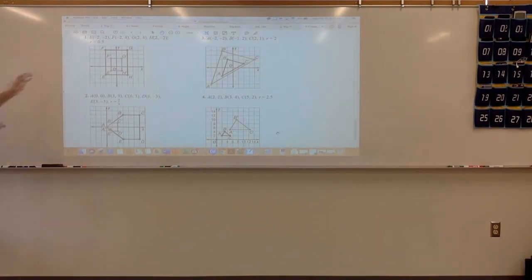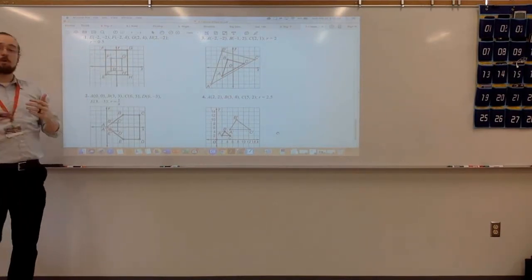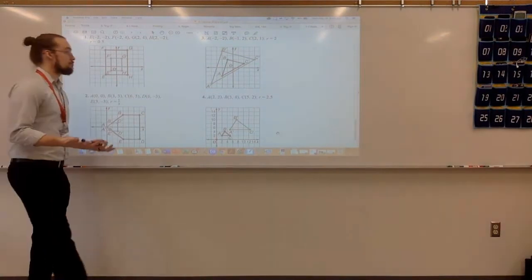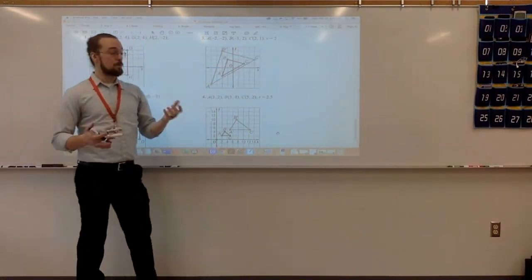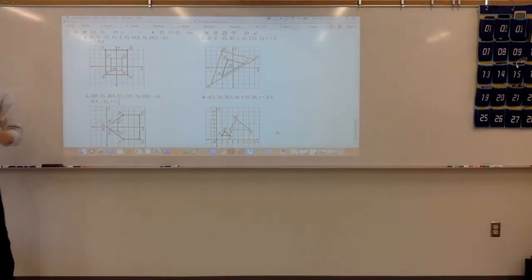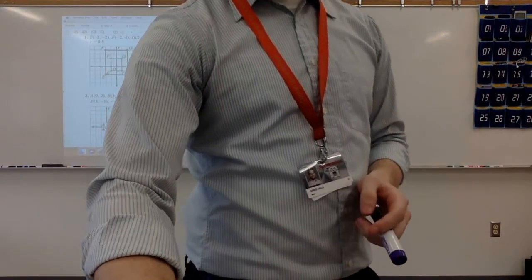So on number 1, since I'm multiplying each of these by a half, my new figure is smaller than my old figure. For number 3, I'm multiplying each of the coordinates by 2, so my new figure ends up larger than my original figure. Okay? Questions on these? Alright. Then let's take a look at the last 2 here.